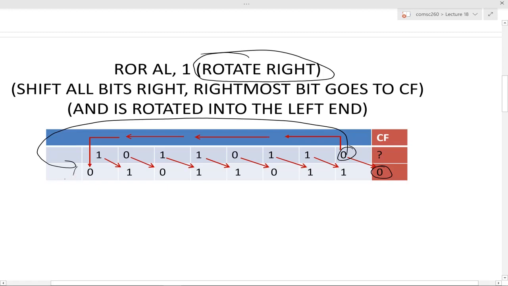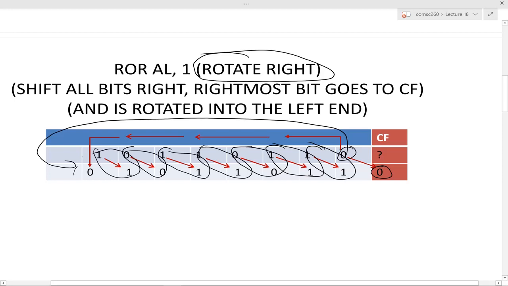Remember, with shifting right, we filled in on the left with zeros. But here, in this case, we fill in on the left with the bit that was on the right. But all the other bits shift to the right, just like a right shift. This bit gets shifted here, this bit gets shifted here, and so on. All the bits get shifted one to the right. And this is a basic rotate instruction, rotating AL one time to the right.